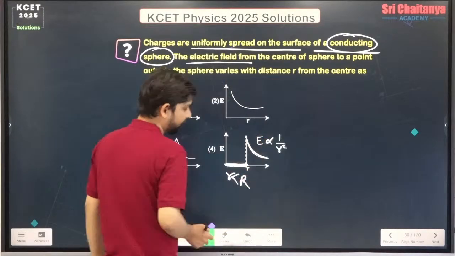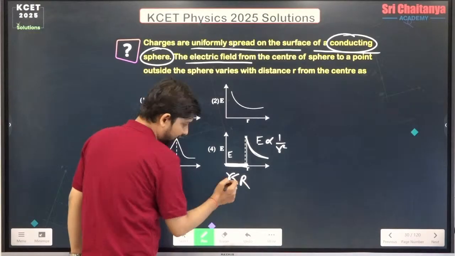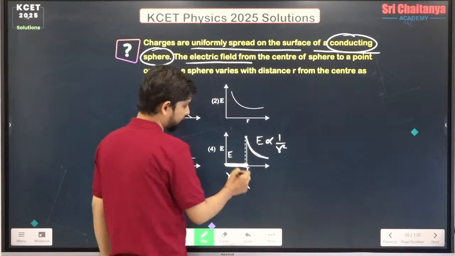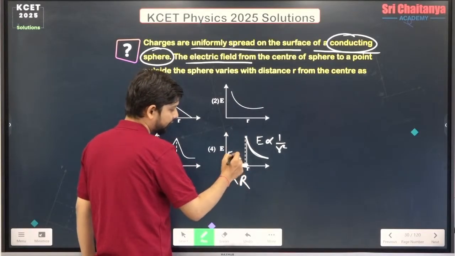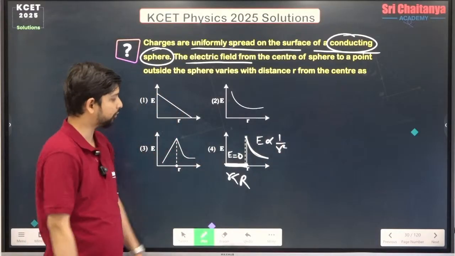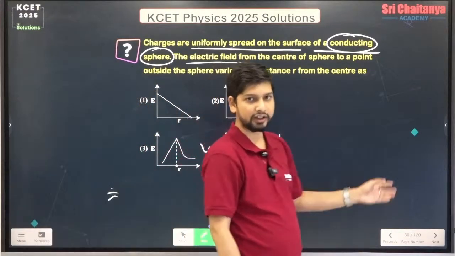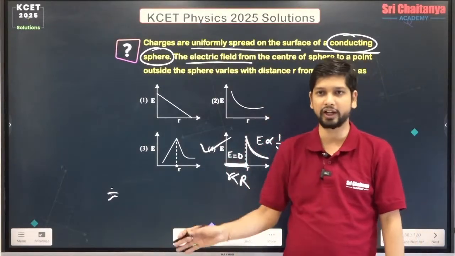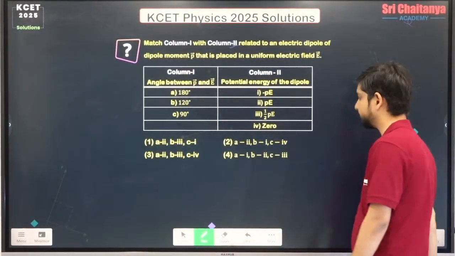1 upon r square. When the small r, the distance from the center, is lesser than the radius of the sphere, then the electric field is going to be 0, and after that the electric field is going to be inversely proportional to 1 upon r square. So this will be the correct option only, and this is a direct NCERT based question. This is a direct concept question. Okay, now let's move to the next question.